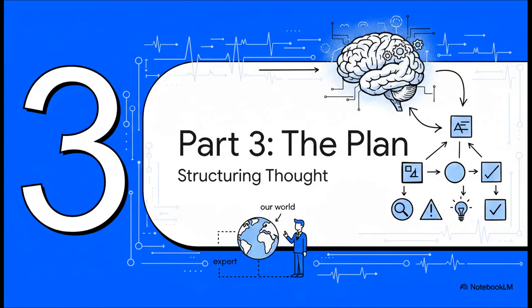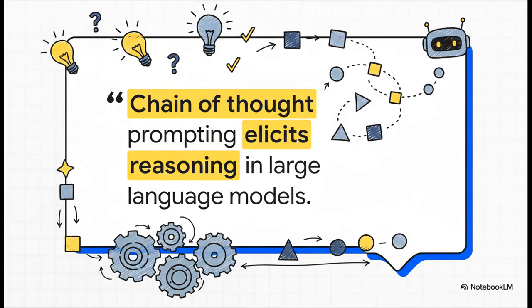Okay, so we've got our world and we've got our expert. What's next? We need to give that expert a cognitive blueprint, basically a plan for how to actually think through the problem you've given it. You know, this whole idea really kicked off with a concept from a 2022 paper called Chain of Thought Prompting. It was revolutionary. Just telling the AI to think step by step was found to dramatically improve its ability to reason. It basically forces the model to show its work, which, surprise, surprise, leads to way better answers.